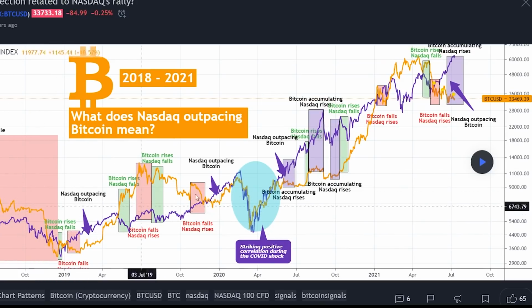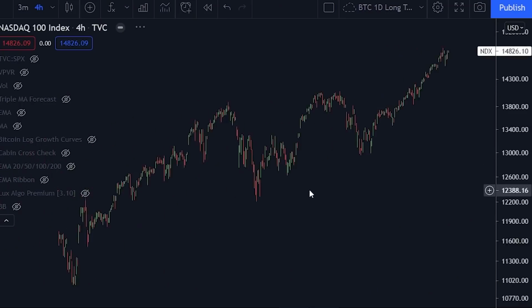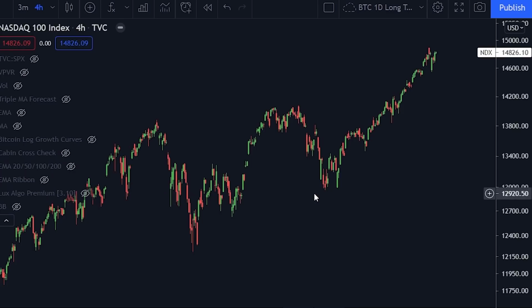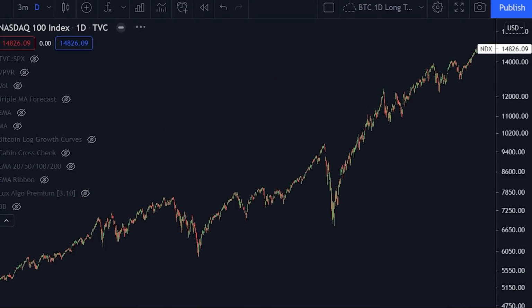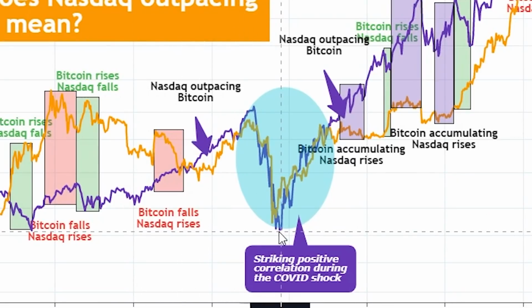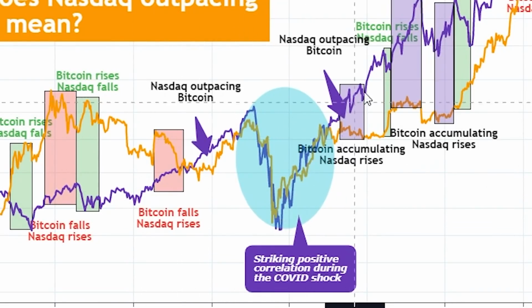So although they look similar, the amount of gains are not similar. What I mean by this, if you go back to the COVID crash here in the Nasdaq, let me go, this is actually the 4-hourly time frame. So let us do this on the daily time frame. And you could see that from this point of the COVID crash, they rose pretty similarly, and actually the Nasdaq is now outperforming Bitcoin.